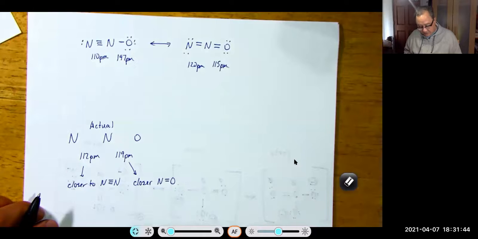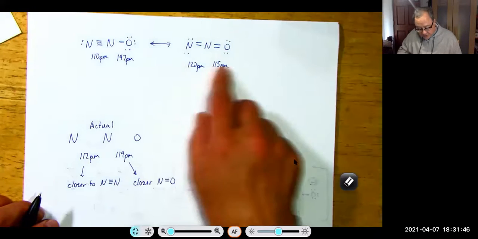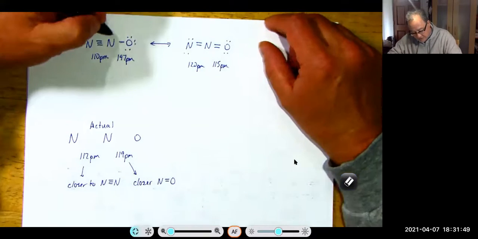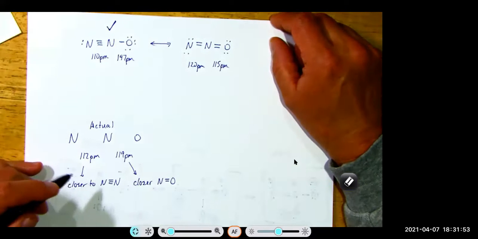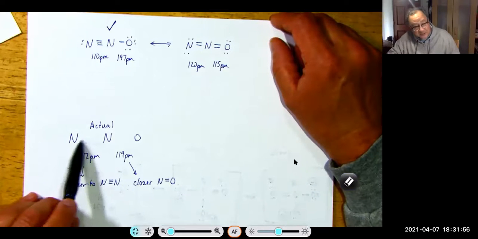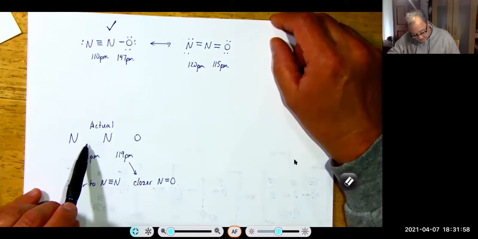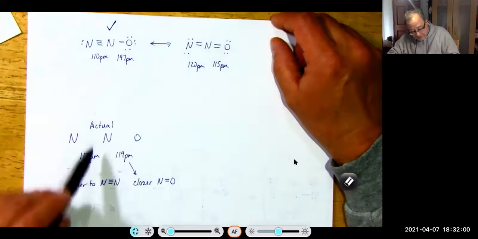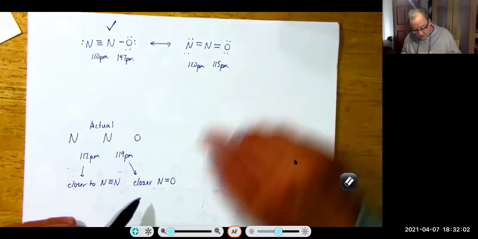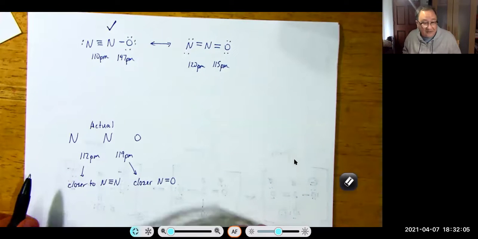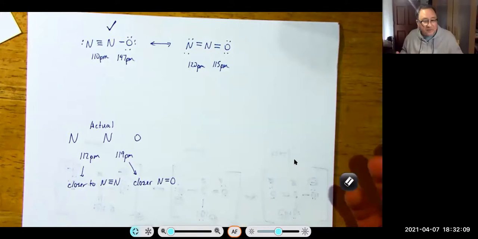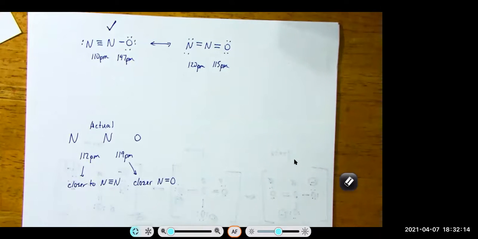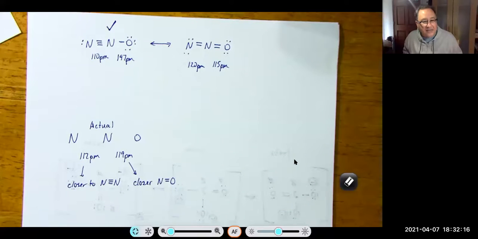Okay, so which of these two resonance structures did we say is probably more important? This one's more important, right? Okay, and that bears out when we look at the nitrogen-nitrogen bond length, but when we look at the nitrogen-oxygen bond length, it actually goes the other way. So that's kind of interesting, isn't it? Now, I didn't ask you this, but can you think of a reason why that may be?